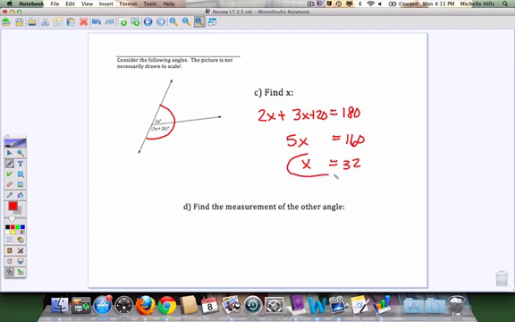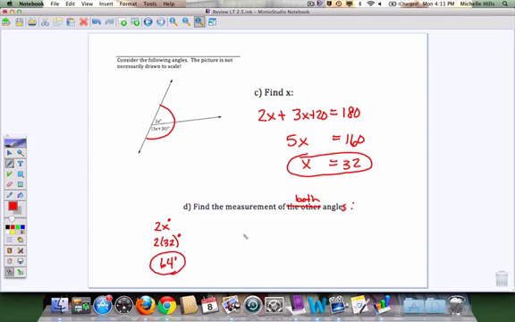I don't have to put degrees on this, because when I put 32 in for x, 2 times 32 is 64, and then the degree measurement is already there. Find the measure of the other angle. Well, what this really should have said is find the measure of both angles. I messed up on that and probably didn't put the right thing on the answer key online. So both angles, 2x degrees means 2 times 32 degrees, which is 64 degrees.